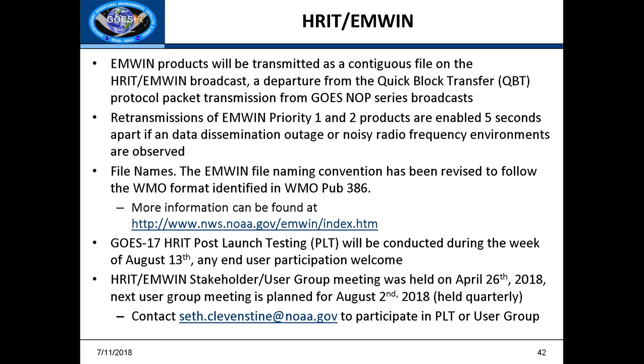The products are transmitted as a continuous file on the broadcast, and it's a departure from the legacy way of doing things. Retransmissions for EMWIN are enabled for priority 1 and priority 2 to make sure that users get those products. There's a file name convention that you can learn more about at that website. We're planning to do post-launch testing on the HRIT. We're doing it on GRB right now, and we'll be doing it on HRIT. We're also planning on a user group meeting, and right now it's tentatively scheduled for next week, or the week after next.